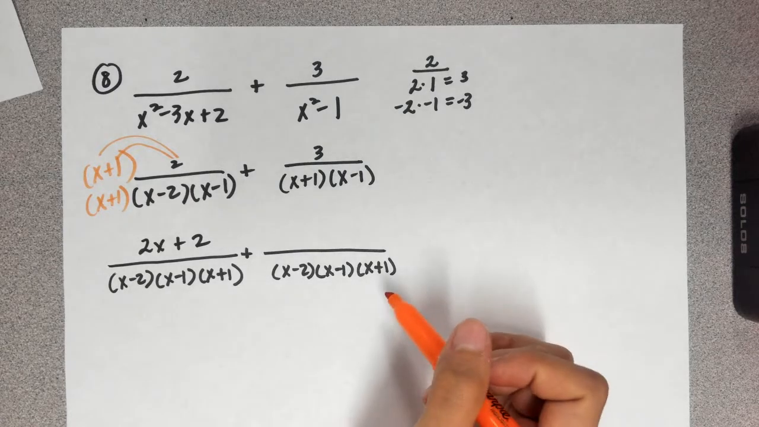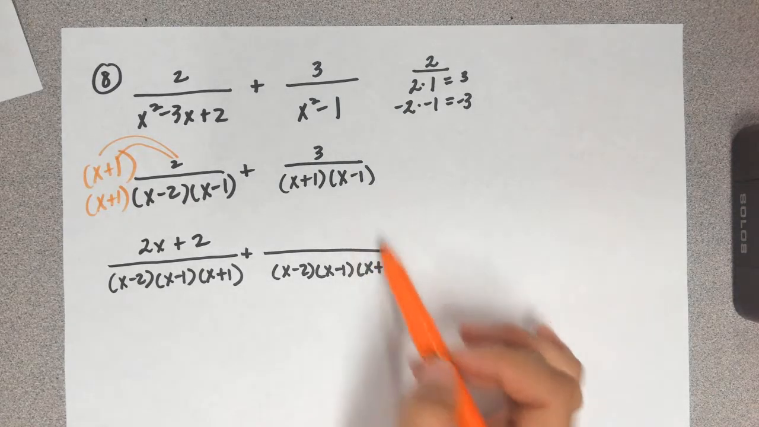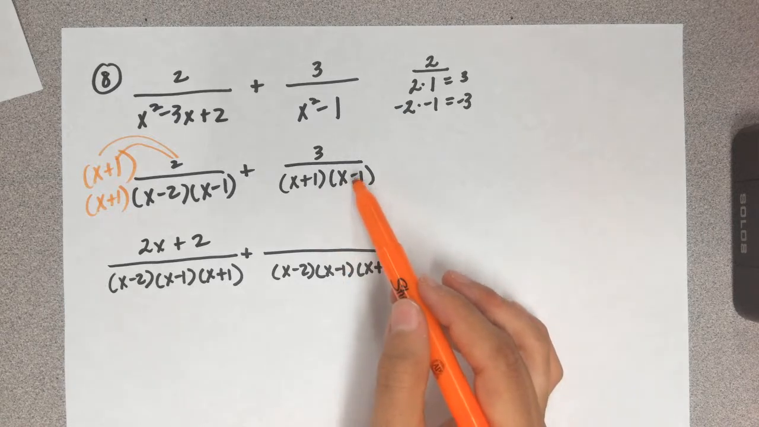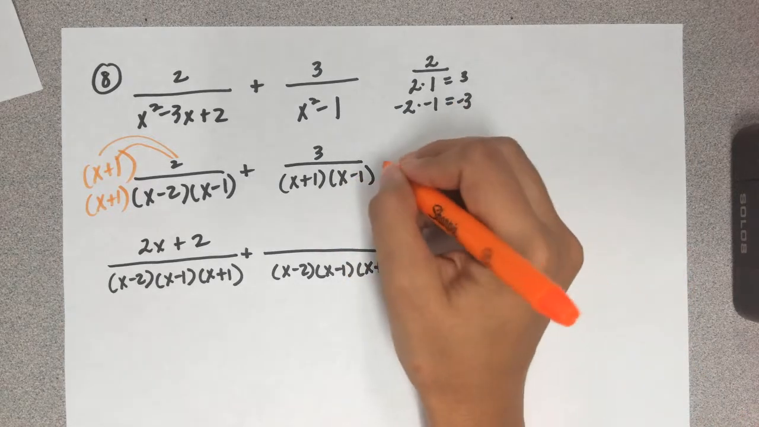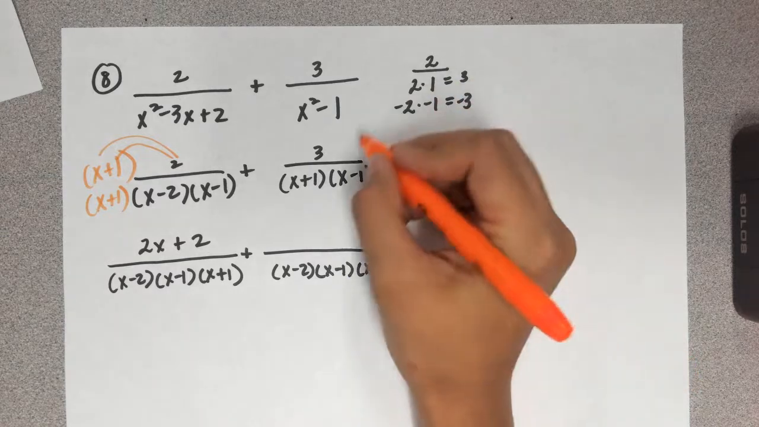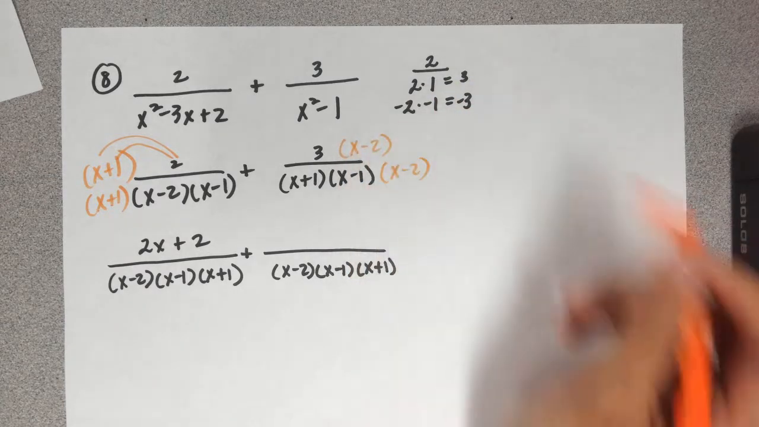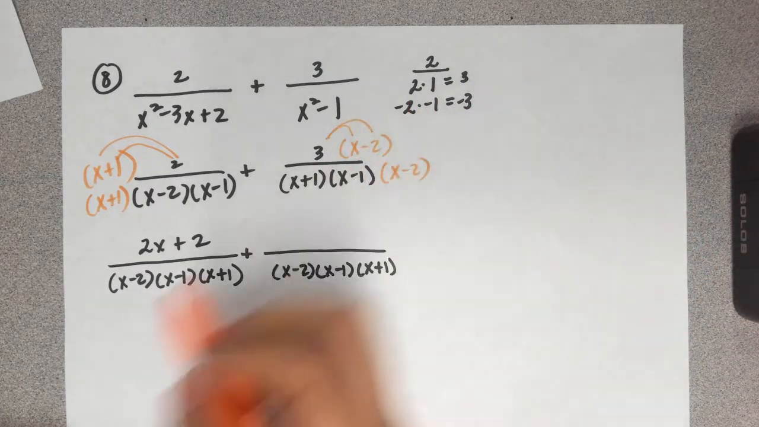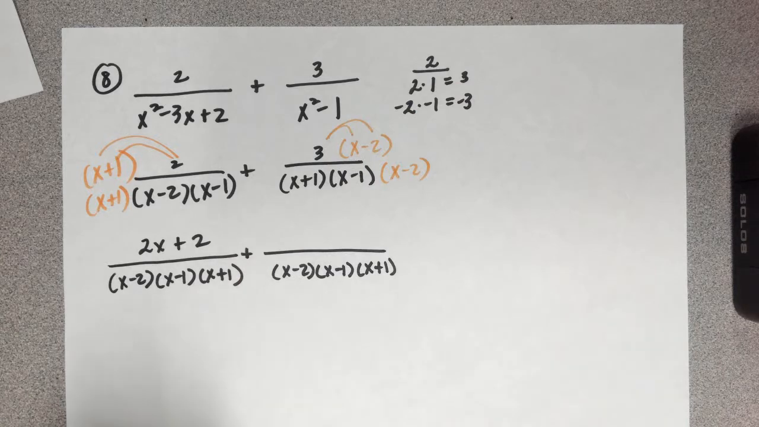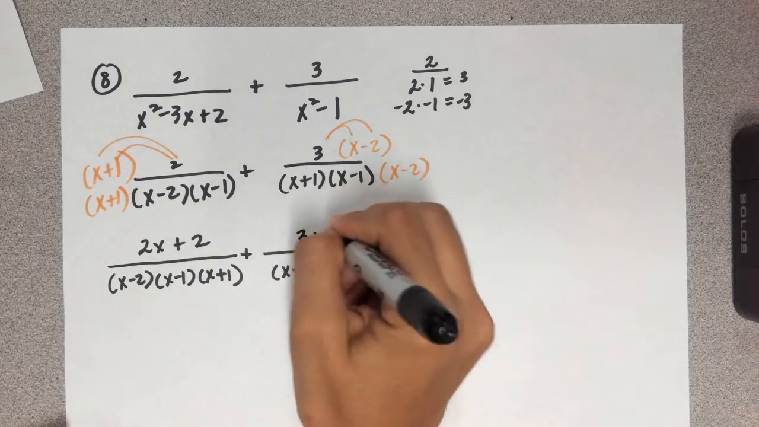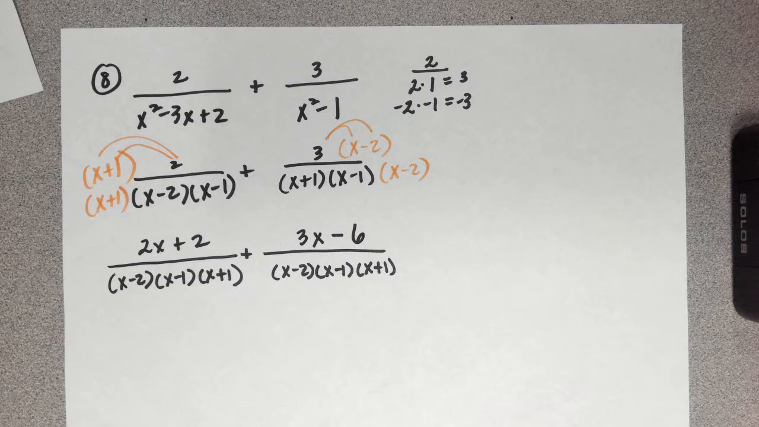And now I'm going to look on the right side right here. What is this guy missing? So I have an x plus 1, x minus 1. What is he missing? He's missing an x minus 2. What I do to the bottom, I do to the top. So I'm going to go ahead and distribute. So you end up getting 3x minus 6.